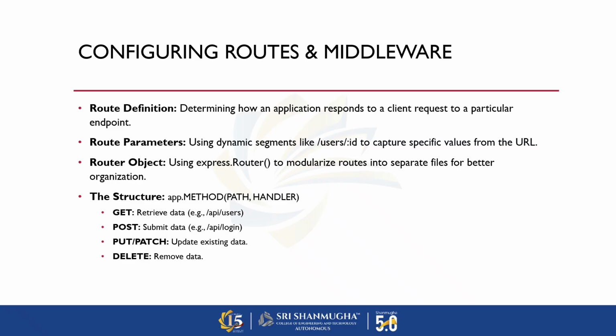Next, router object. You have to create a router object with the Express module using express.router, which modularizes the routes into separate files for better organization. These are some of the methods which we'll be using in routing: get, post, put and delete. Get basically retrieves the data, post submits the data, put updates the existing data, delete removes the data.